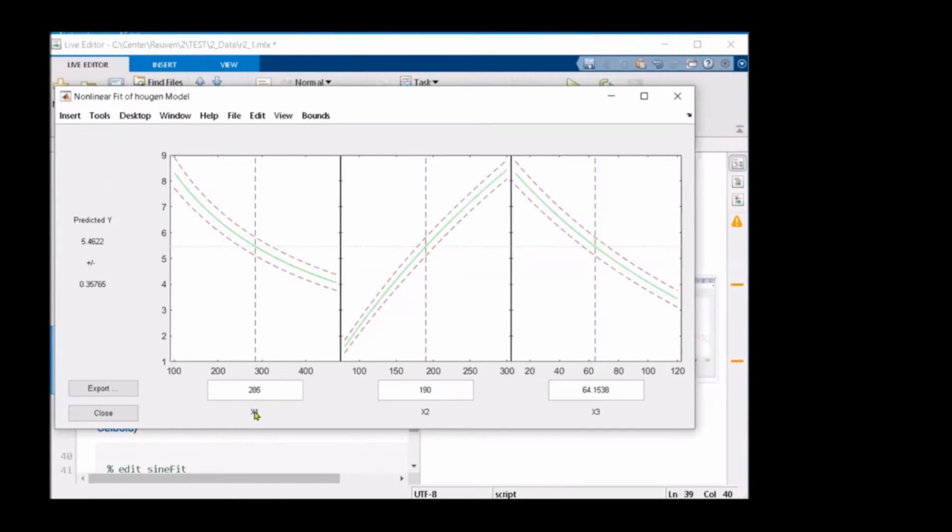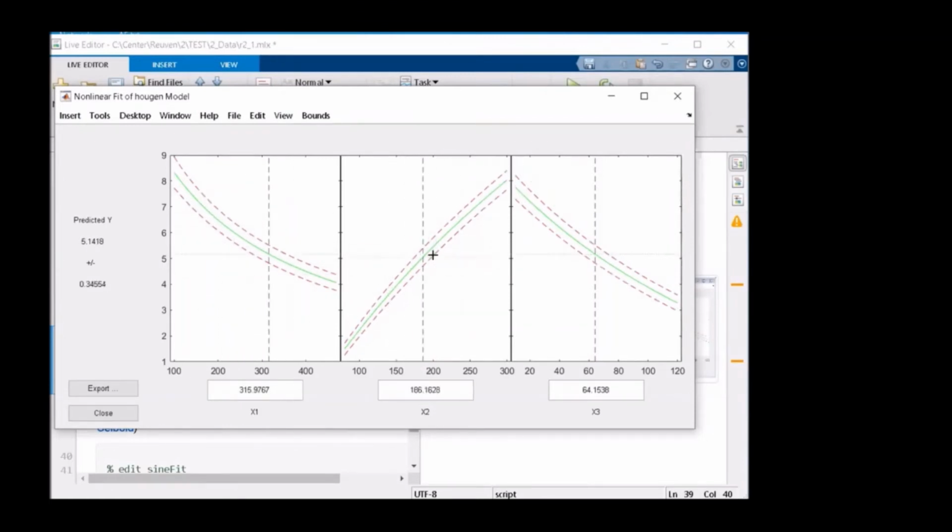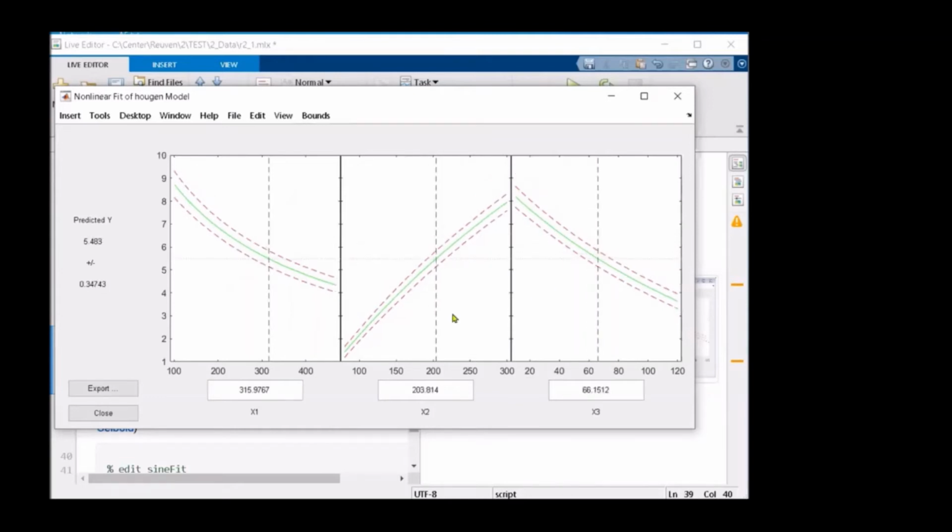The first one shows the influence of the first reactant, XY, while the other 2 are fixed, and we can change the value of this first reactant and see how it influences the results, our rate, our output. The same can be done for the second reactant and the third one.